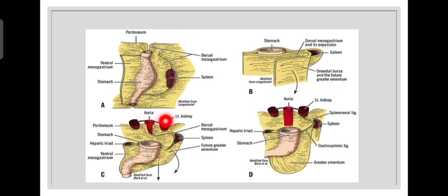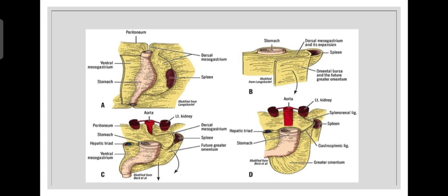See here, there are foldings on the dorsal mesogastrium that form the spleen here, and the spleen is formed as many small segments, that is, very small lobules, which are called splenunculi. Okay, the splenunculi fuse together before birth to form the spleen.